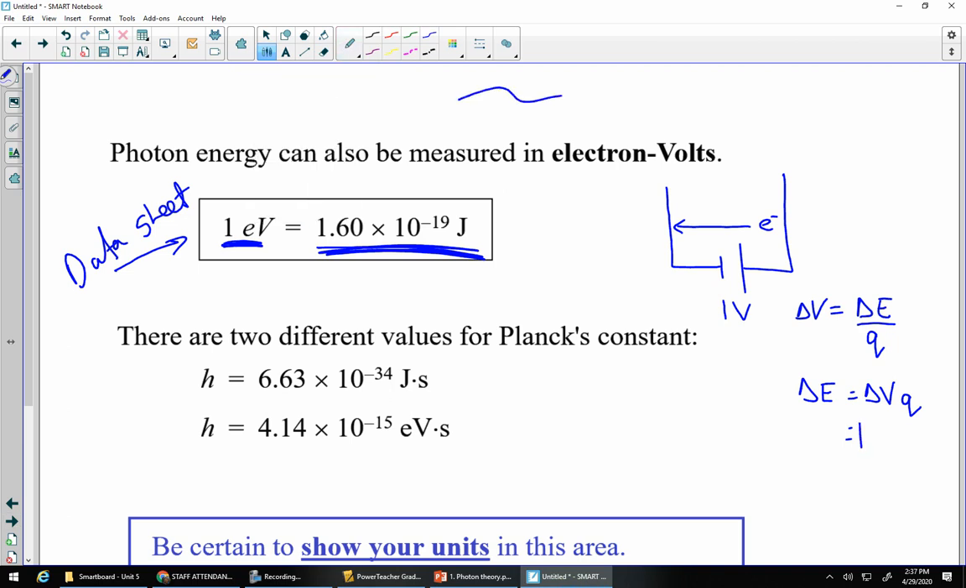So that is 1 volt, which remember I'm going to change to 1 joule per coulomb, times the charge, 1.6 times 10 to the negative 19 coulombs. The coulombs cancel, and it is equal to 1.6 times 10 to the negative 19 joules. So by definition, 1 electron volt is the same thing as 1.6 times 10 to the negative 19 joules.